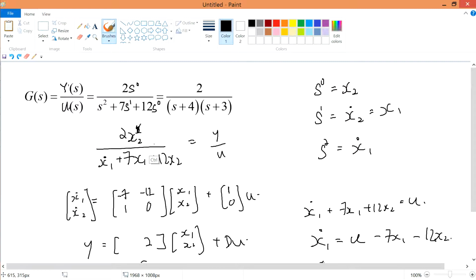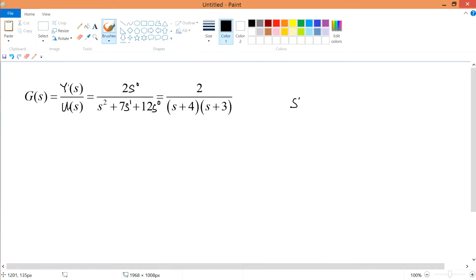Now in order to write state space, I can say that s to the power of 0 is equal to x2. If I differentiate x2, I'll get x2 dot. I can say that s to the power of 0 will become s to the power of 1. Why? It's because, if you remember, integration is 1 over s, and differentiation is therefore s. 1 over s is integration, and oppositely s is differentiation. This is just the understanding of the Laplace transform. So for integration it is 1 over s, for differentiation it is s.